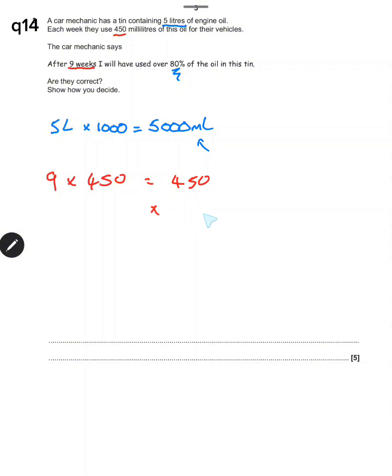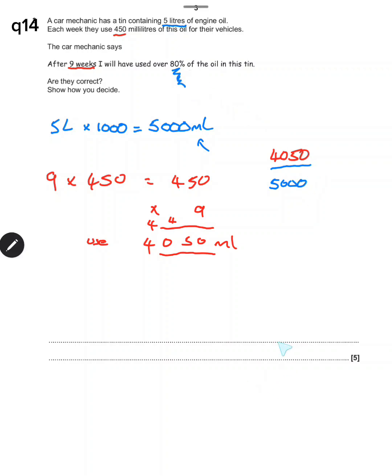So we've got 450 multiplied by 9. 9 noughts are 0, 9 fives are 45. 9 fours are 36. Add on this 4 makes 40. So we use 4,050 millilitres in the 9 weeks, and that's out of the 5,000. So let's write that as a fraction. 4,050 out of 5,000.